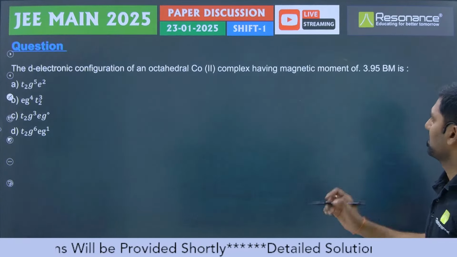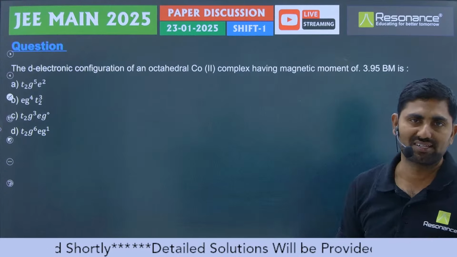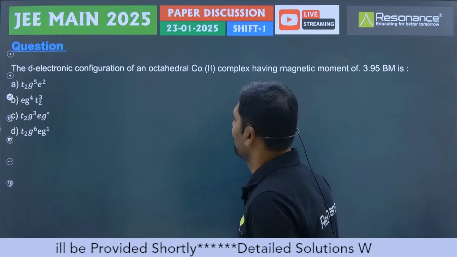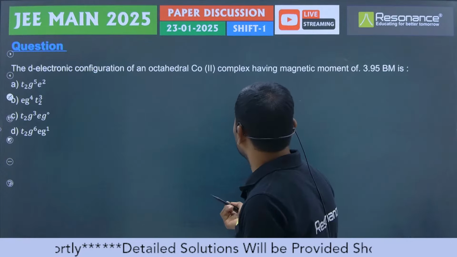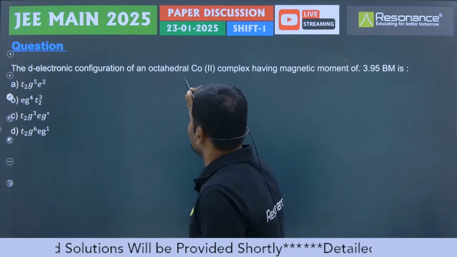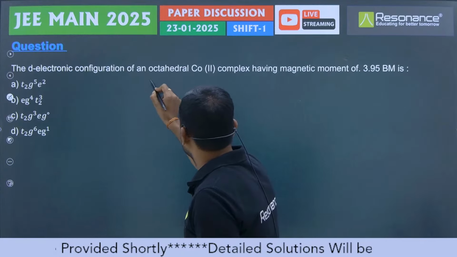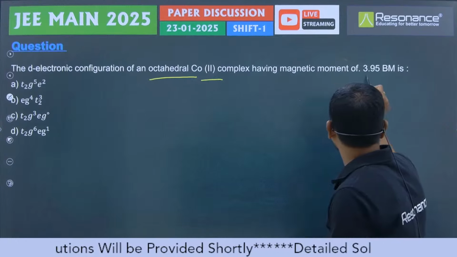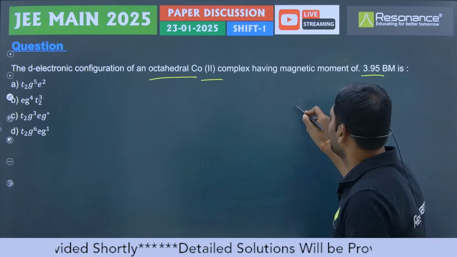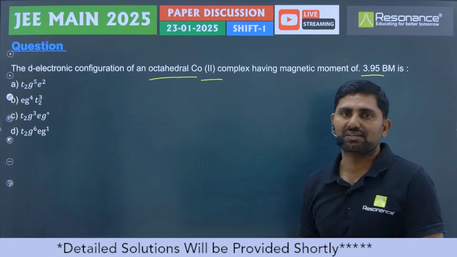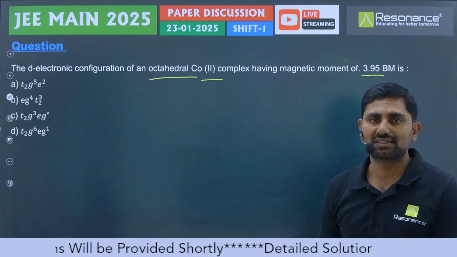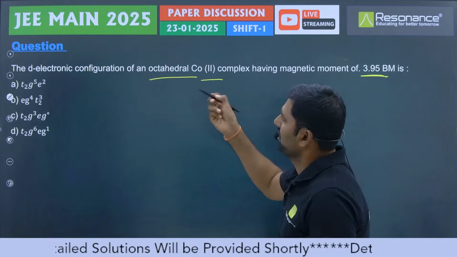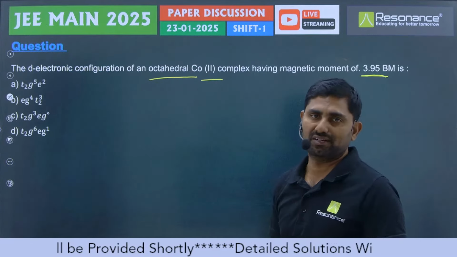Now it is a very basic question from coordination compounds. You can solve it very easily. It is not that difficult. So they have given that the complex is an octahedral complex, a cobalt 2 complex having magnetic moment 3.95. If I am getting 3.95, it means it has 3 unpaired electrons. In which option you have 3 unpaired electrons, that you need to find out.